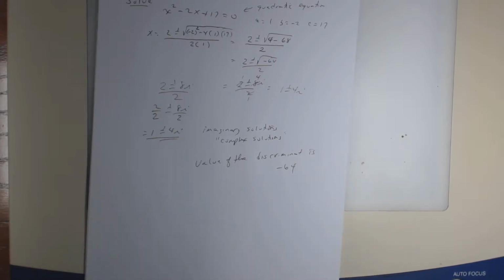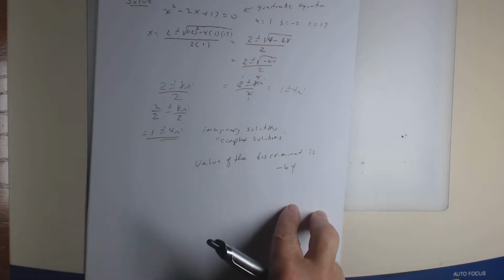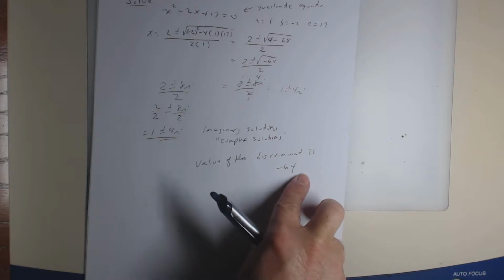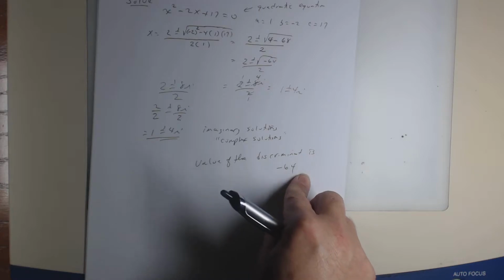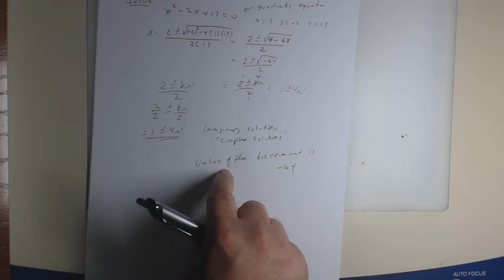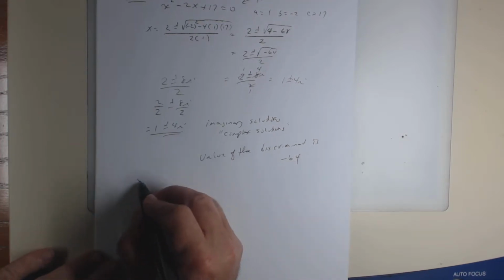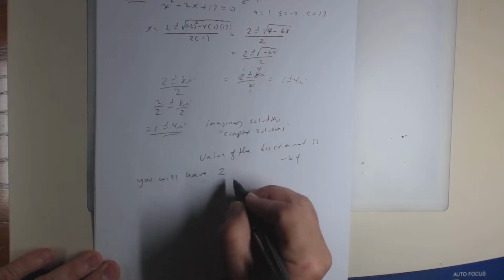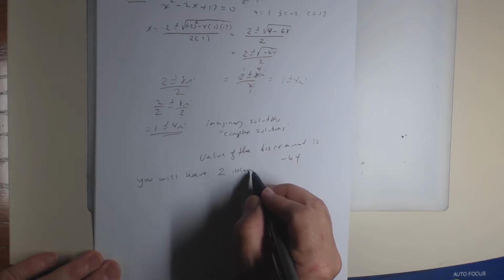So in my mind, when I take the square root of a negative number, because that's my discriminant, right? And the discriminant is located where? Under the square root. So when I take the square root of a negative number, don't worry about the fact it's 64. When I take the square root of a negative number, what number do I end up with? An imaginary number. Okay, so if the value of the discriminant is negative, you will have two imaginary solutions.